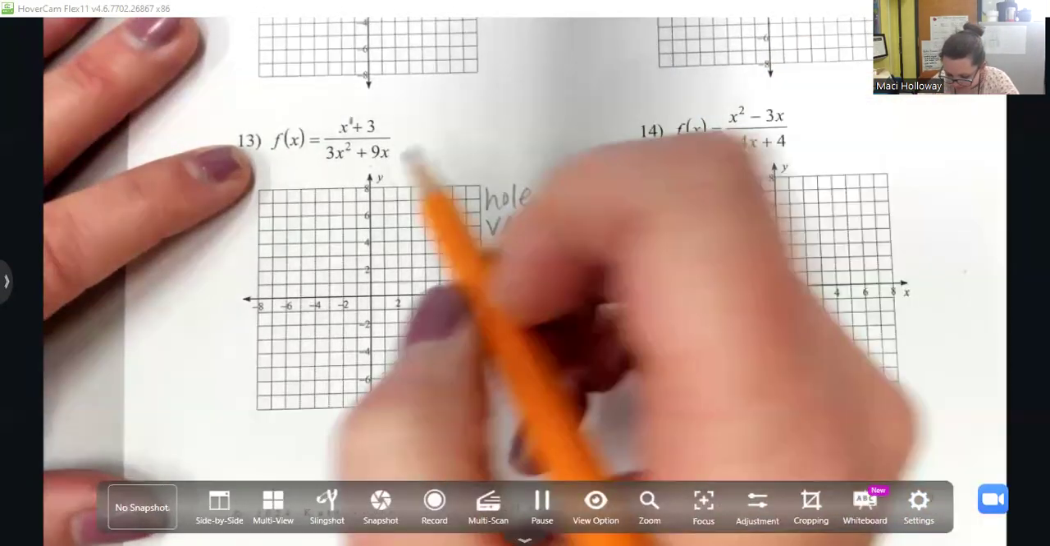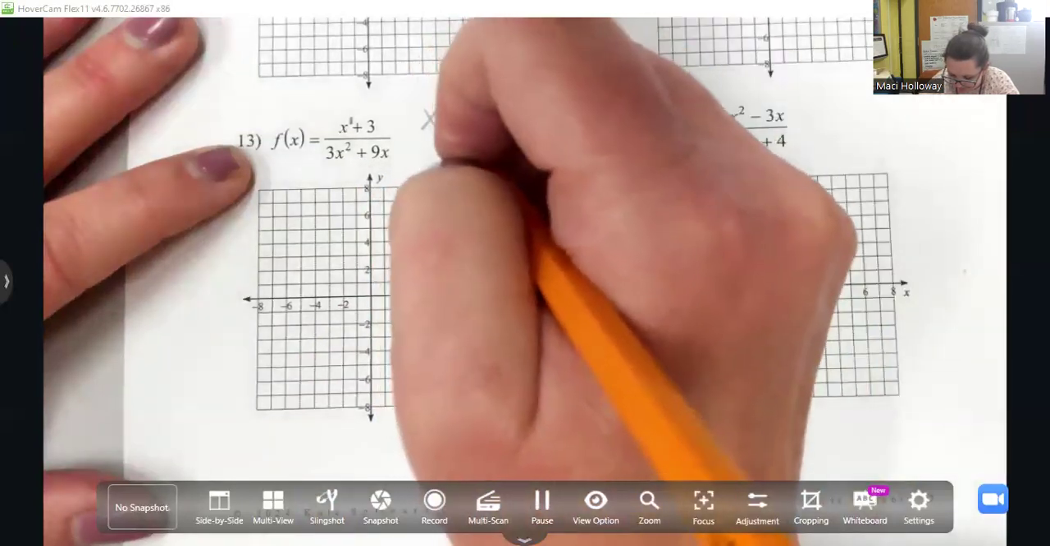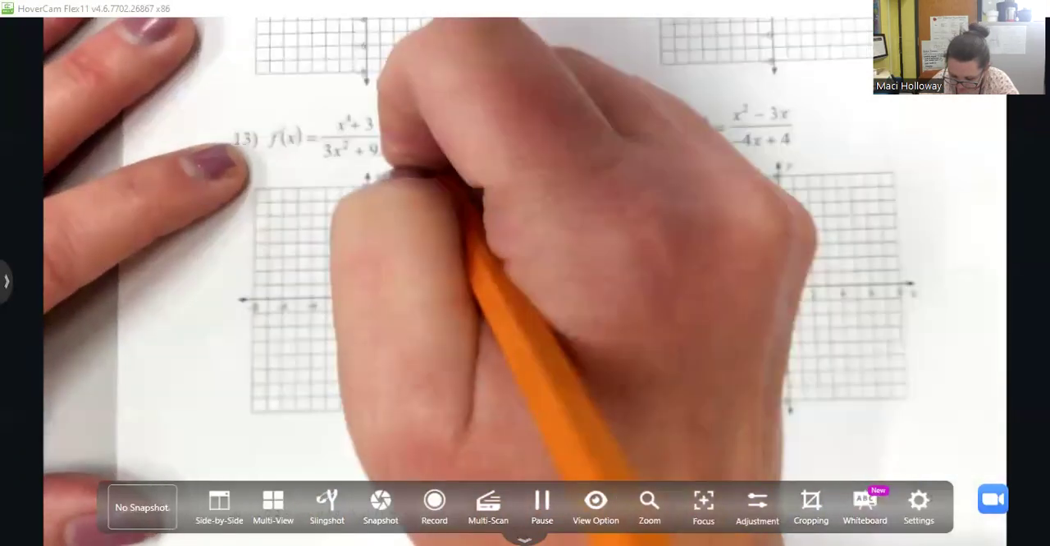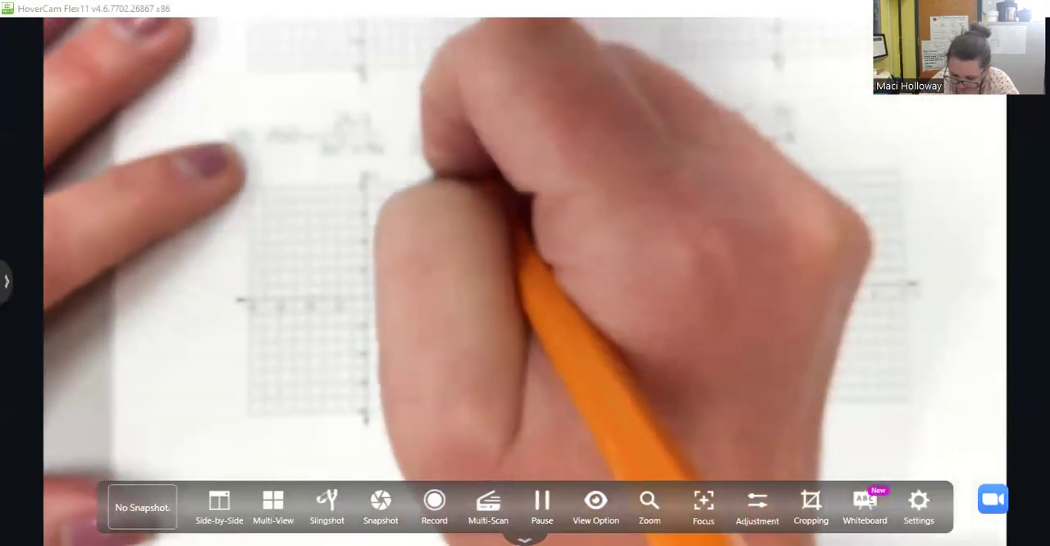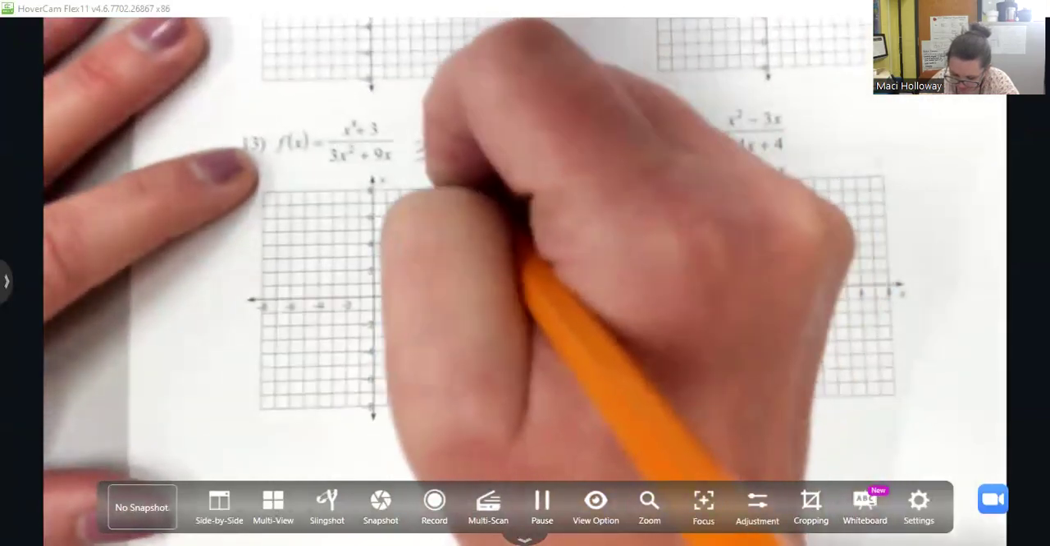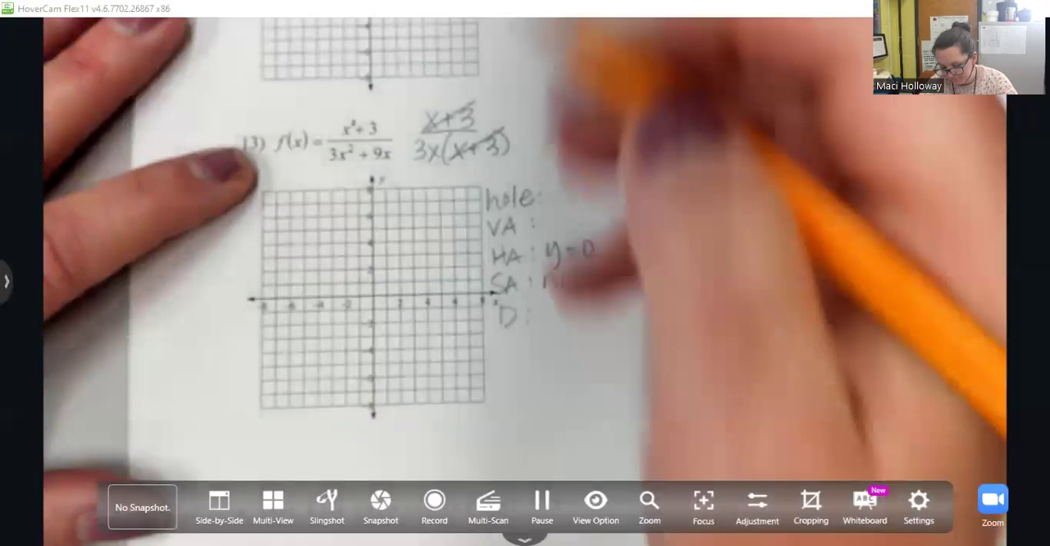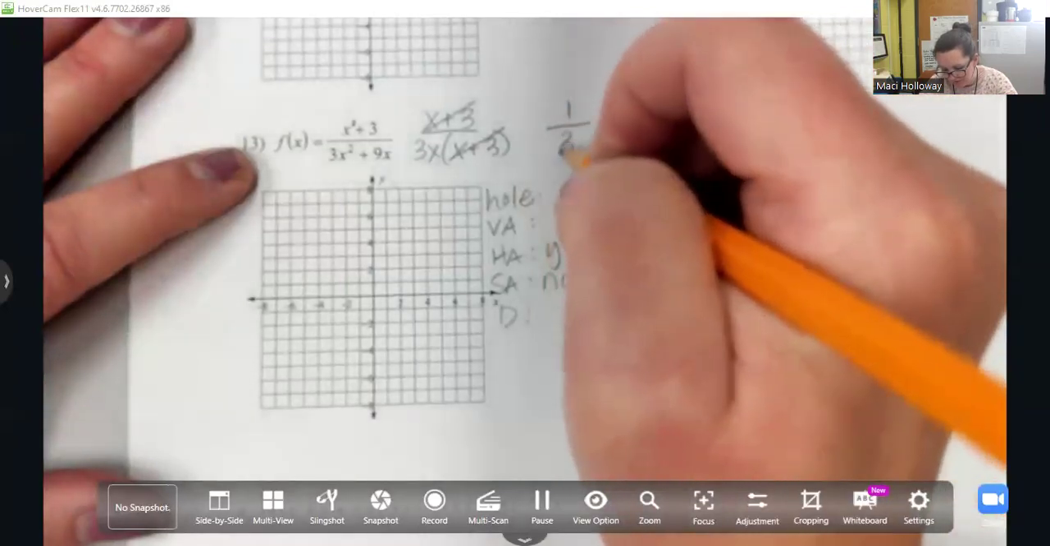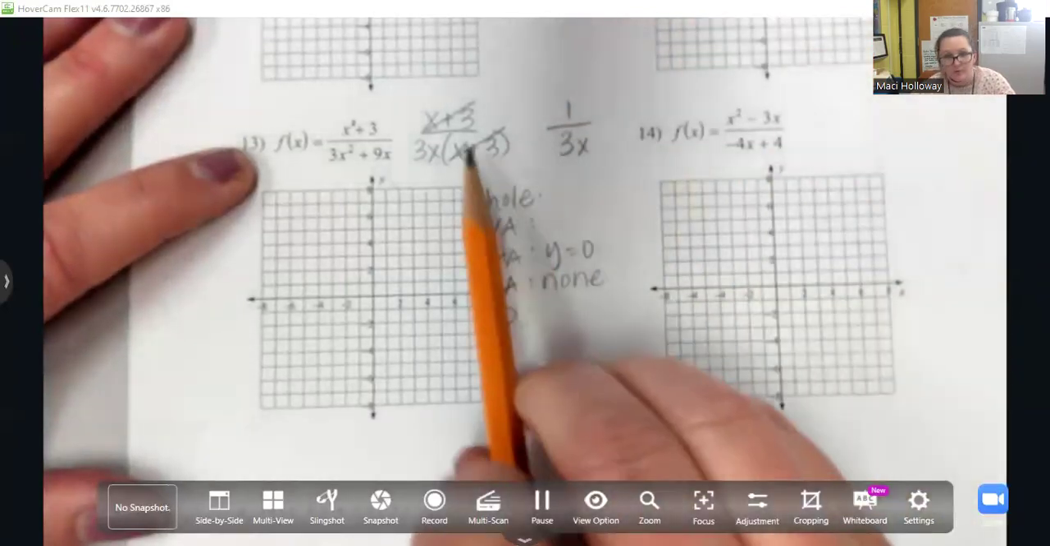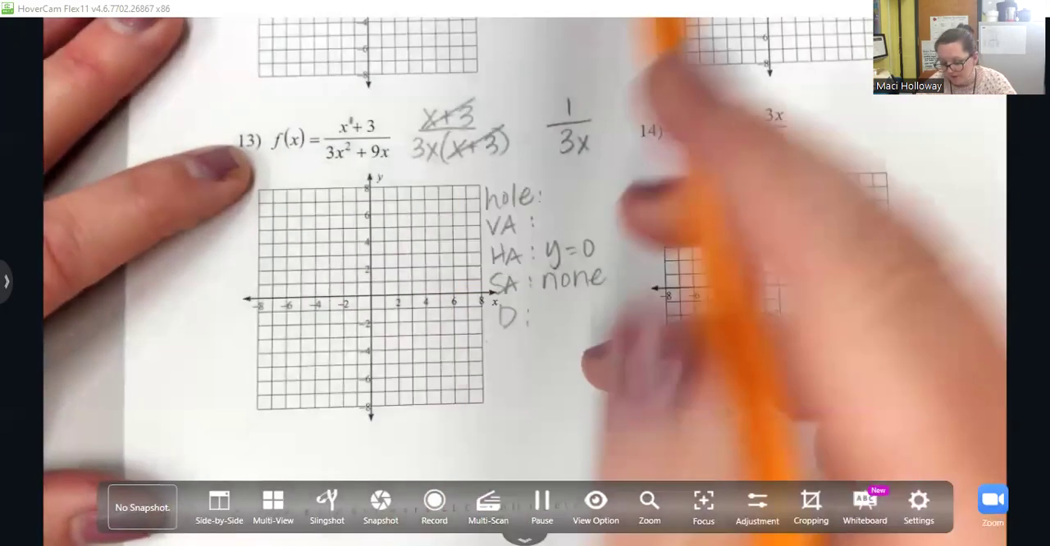The vertical asymptote, let's factor this and see what we get when we simplify. We can factor out a 3x. We get x plus 3. So if you notice, our simplified form here is 1 over 3x. So the one that we cancel is the hole, right?